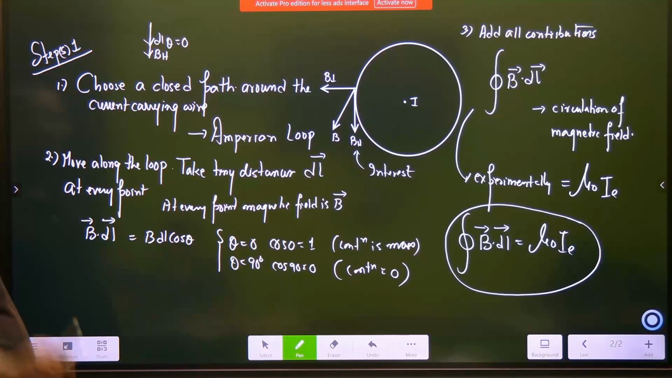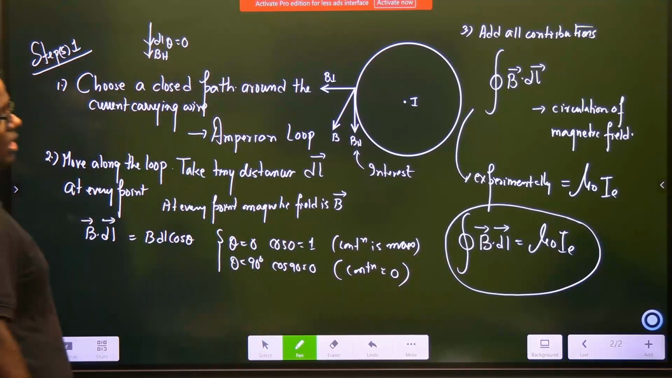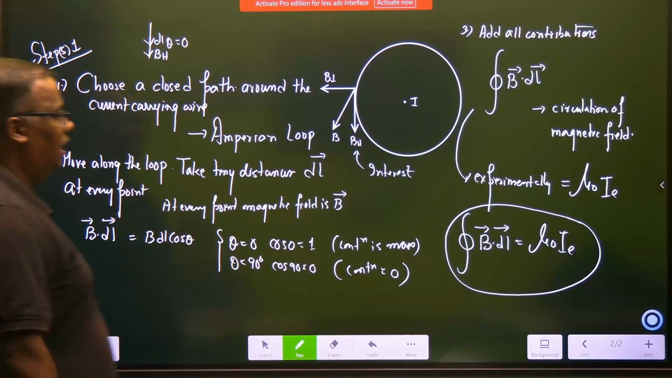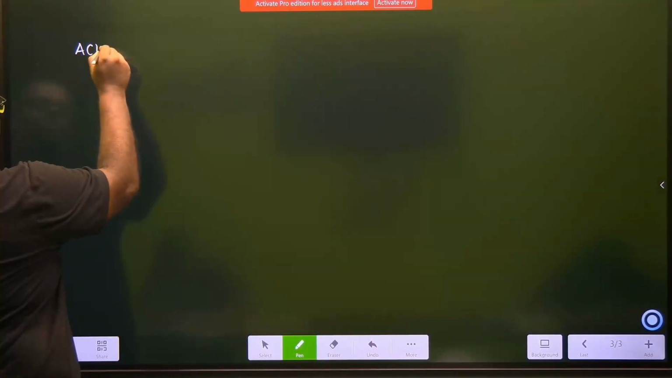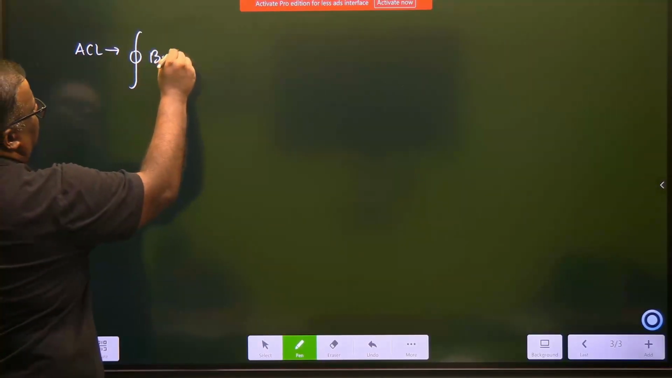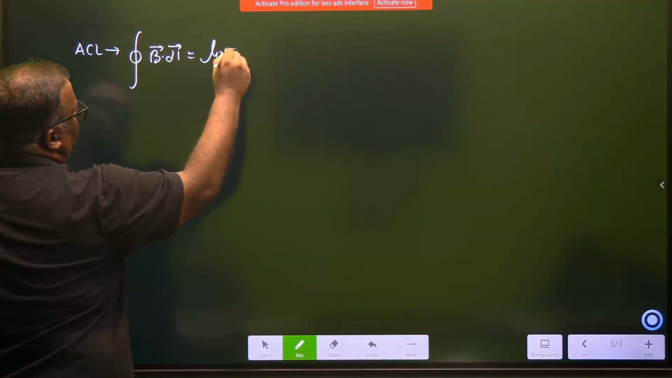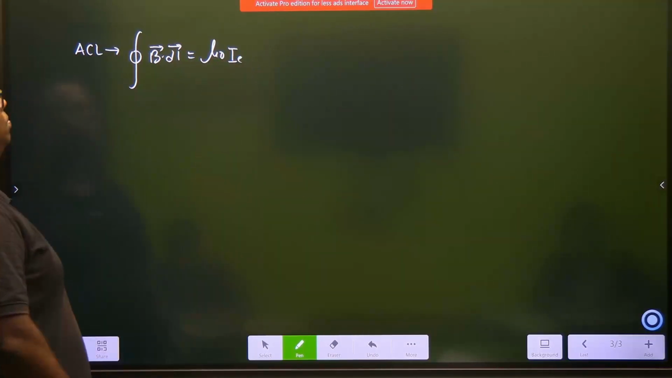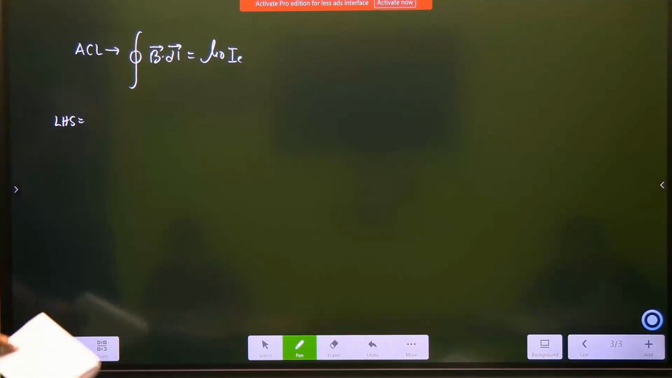Right? Add one more line. Meaning of this equation, just write this: closed integral of B dot dl equal to mu naught I enclosed, and then write the meaning. Ampere's circuital law tells us the closed integral of B dot dl is equal to mu naught times the current enclosed by the loop. Let us see what is the meaning of this. Write down what the LHS means.